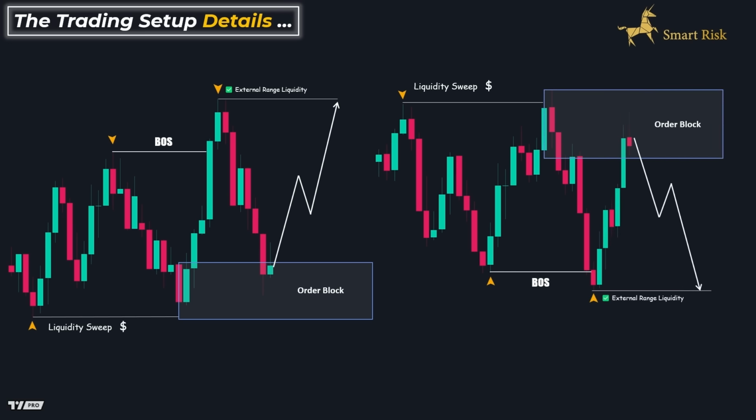Here, the setup plays out when price revisits an area where buy-side liquidity has already been swept, such as the highs of a key supply zone or a cluster of equal highs. A swift rejection from that level sets the stage for a drop, confirming the continuation of the bearish trend.